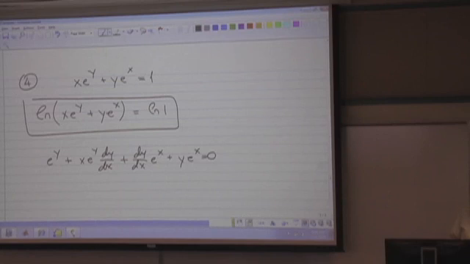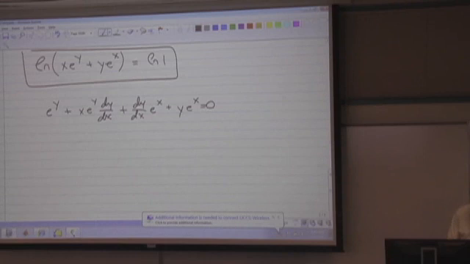Okay. Now, from here, there's two ways to approach this. We can either solve for dy dx, or we can actually plug in the point we're interested in right now. Which way would you like me to do it? Solve for dy dx? Okay.